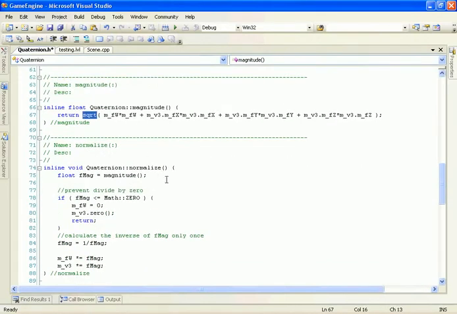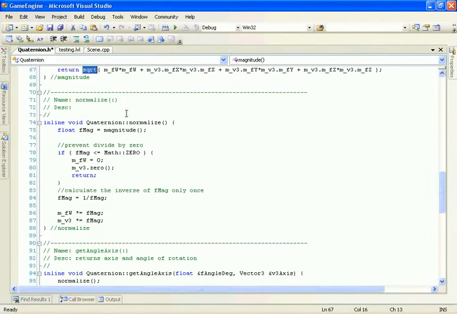To normalize, we do basically the same thing you do with a four-dimensional vector. We first get the magnitude of ourselves. We check to make sure that it's not equal to 0. If it is, then I'm just going to default the w factor to be 0, the vector to be 0 as well, and return. Otherwise, I take the magnitude, invert it, and then multiply by the inverse, or in other words, divide both the w and the vector components by the magnitude, and that's going to give us a normalized quaternion.